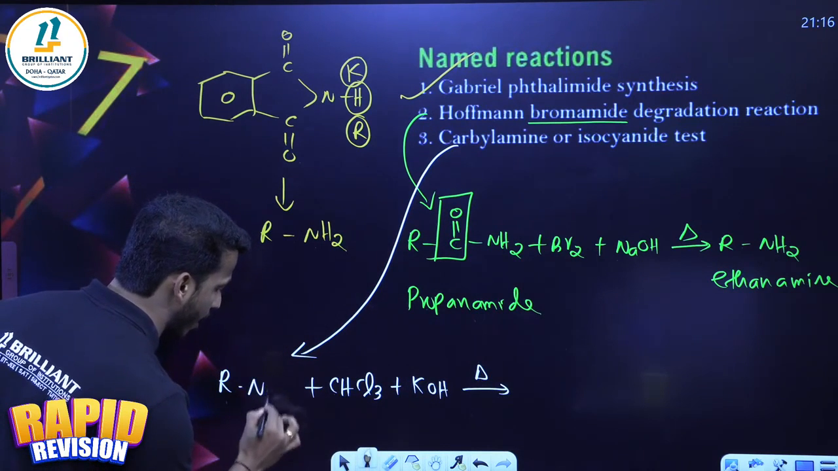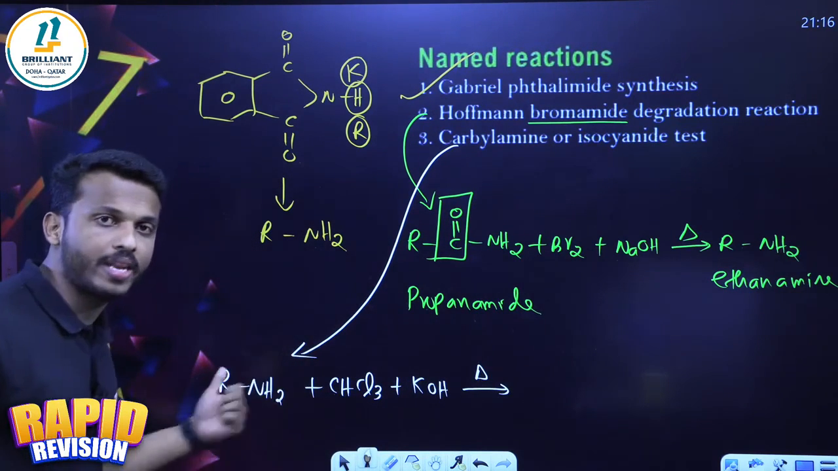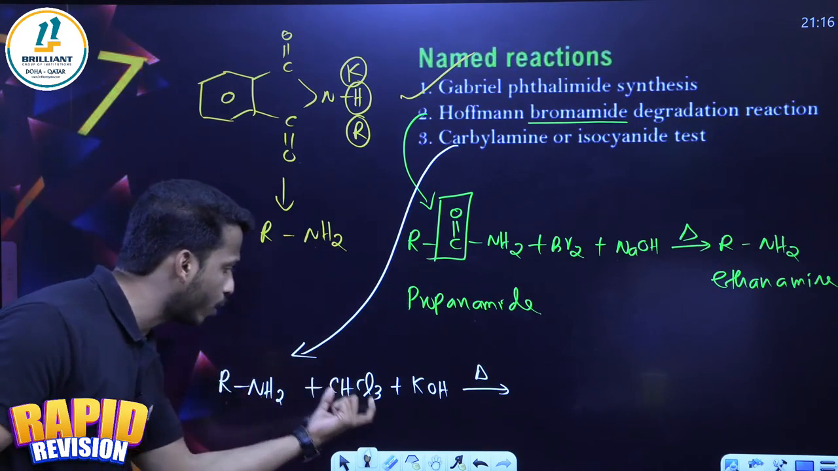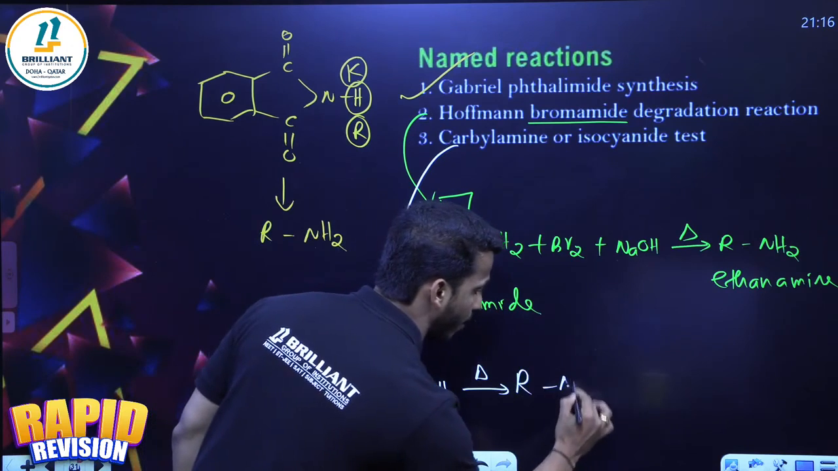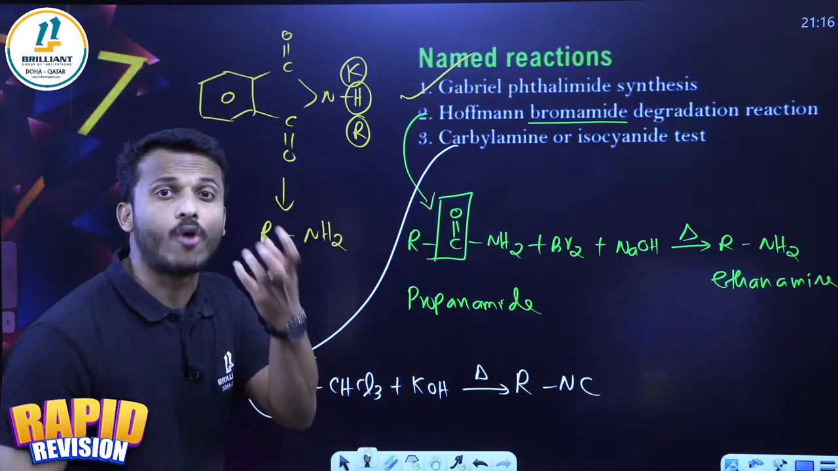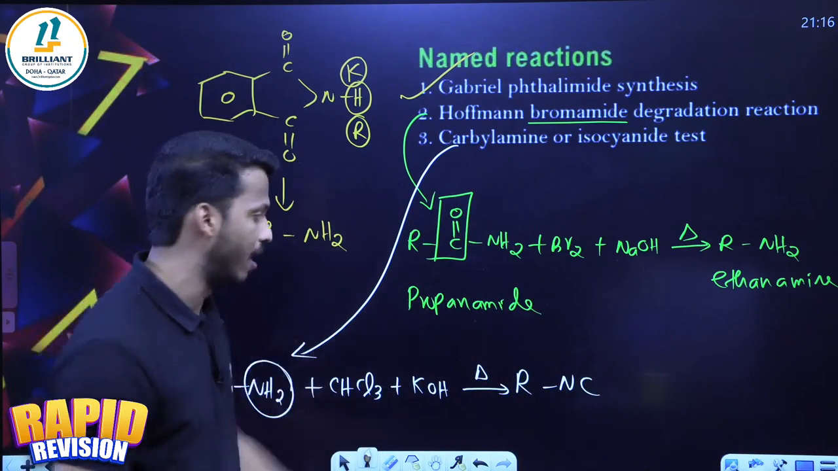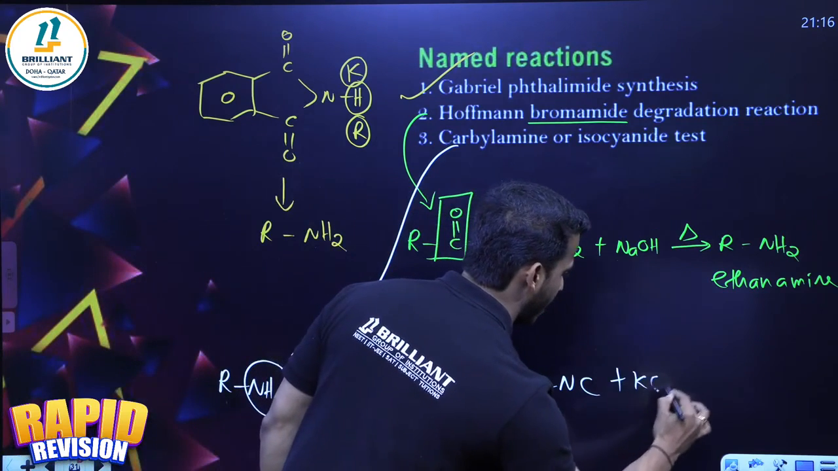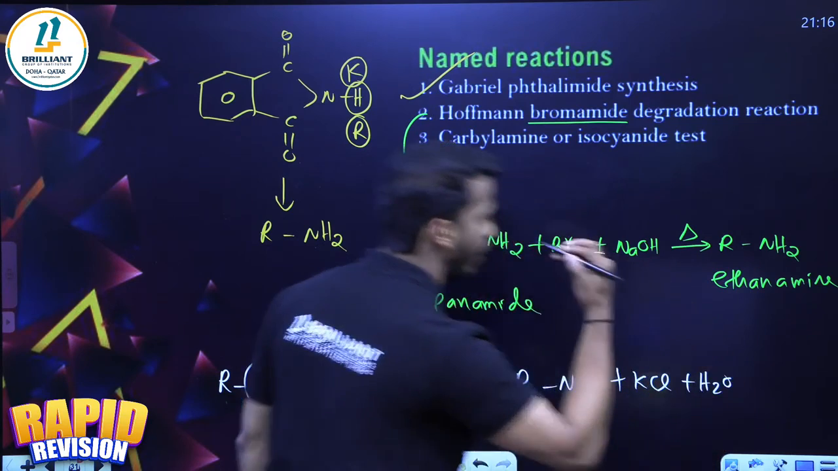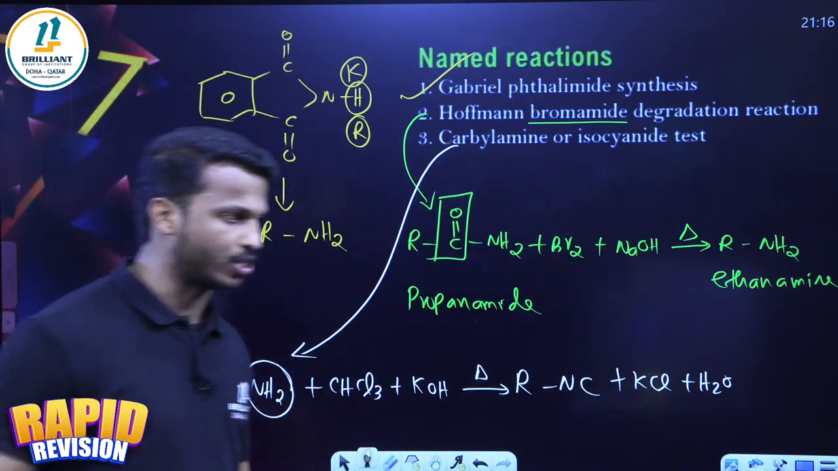The amine is the starting reagent, RNH2. When the amine is treated with chloroform and KOH, what happens? The amine becomes isocyanide. You will get a foul smell, right? You will get a bad smell. That is because of the formation of what? Isocyanide along with KCl and water. Okay, you know the carbylamine test is a distinguishing test also, right?